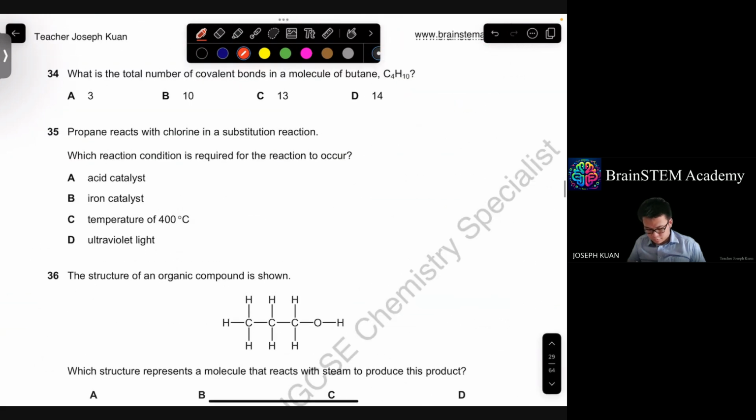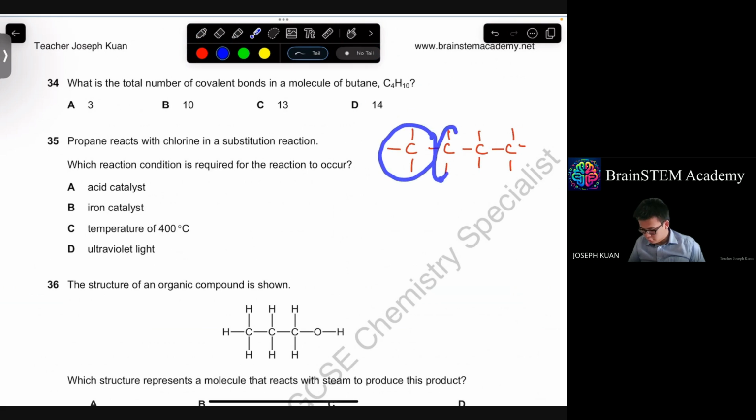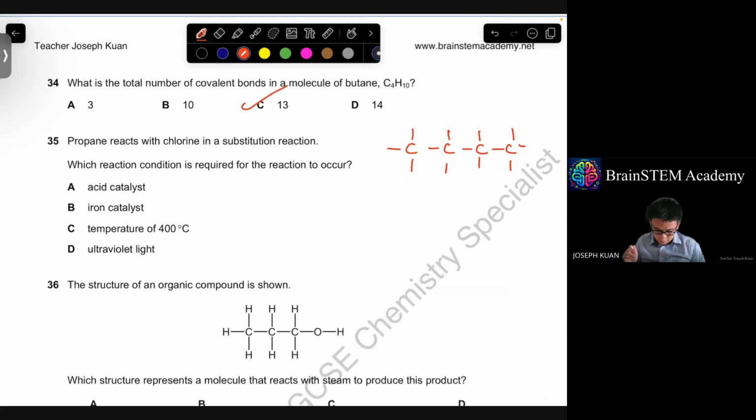Next, what is the total number of covalent bonds in a molecule of butane? So it's this. It's a saturated hydrocarbon. We should expect to see all carbons have 4 bonds. So let's calculate them. So 1, 2, 3, 4. 1, 2, 1, 2, 3, 1, 2, 3, 1. So 4 plus 3 plus 3 plus 3. That makes 13 covalent bonds.